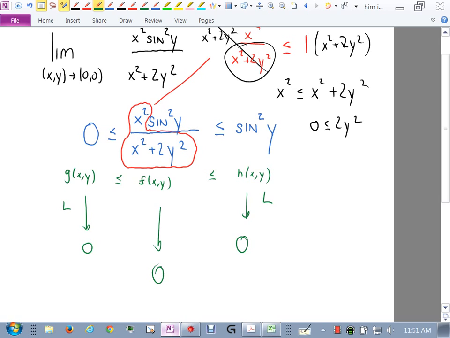Questions? Therefore, the answer is 0 by the squeeze theorem.